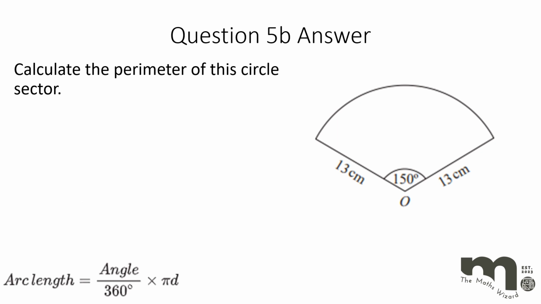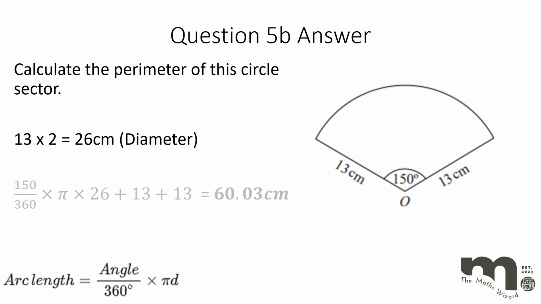Okay, so your second part to this, looking at the perimeter. Your first step is the same. We need that diameter of 26 centimeters there. And then we've got the first part of the formula, which is the same: 150 over 360 times pi times 26. But we've always got to remember, when you're doing the perimeter of any circle sector, you've got to make sure you add your straight edges on at the end. So we've got those two 13 centimeter straight edges there. And that will give us 60.03 for that one.